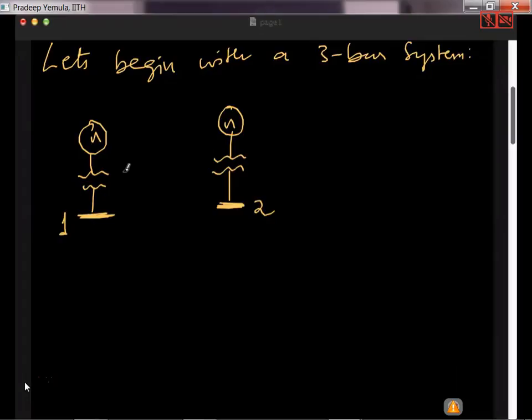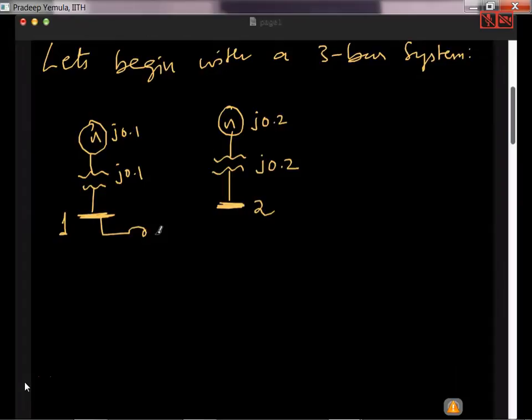Now the impedance of the transformer is j0.1 per unit. Impedance of the generator itself is j0.1, and the impedance of this generator is j0.2, and then impedance of this generator is j0.2. Then line 1 and line 2 are connected with a transmission line whose impedance is j0.8.